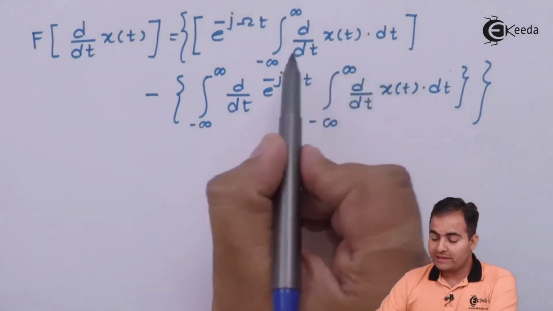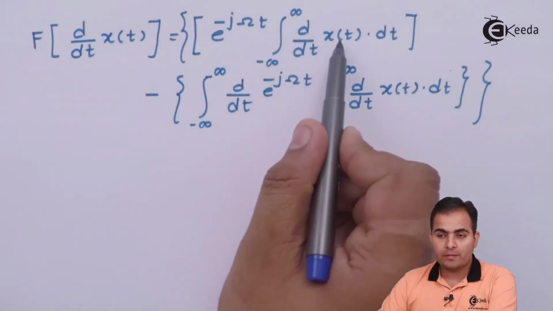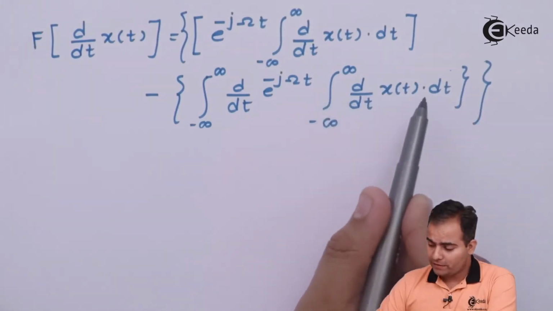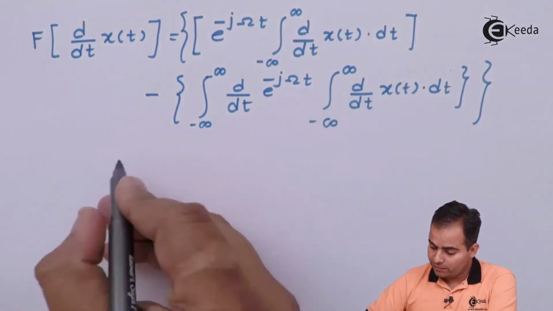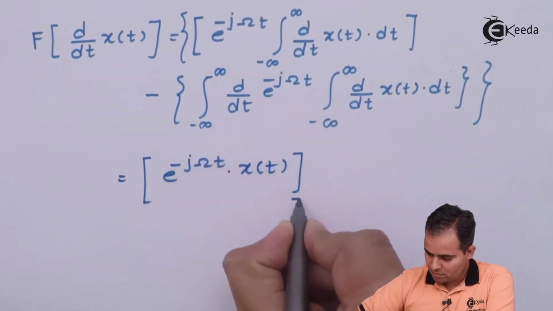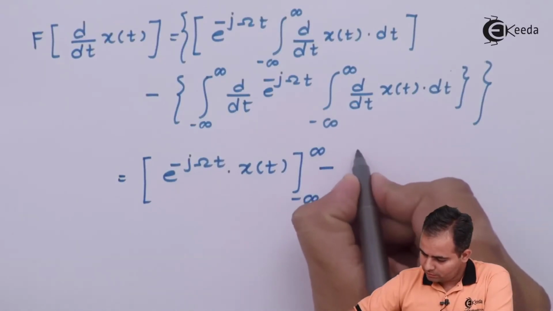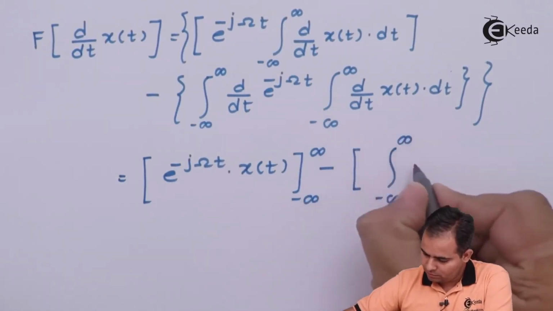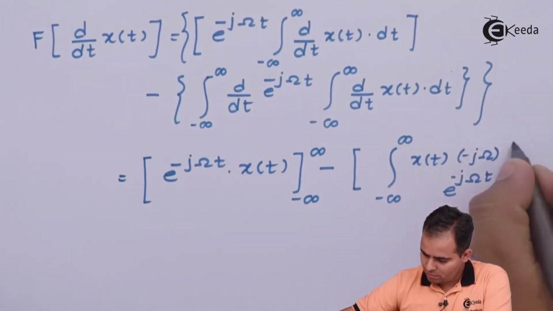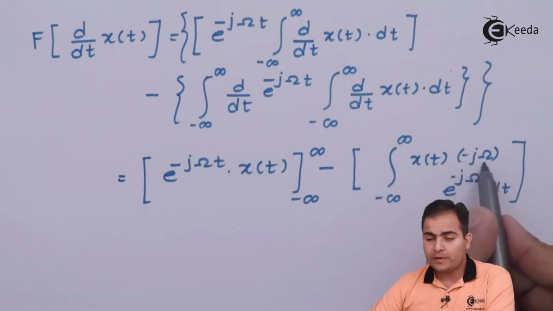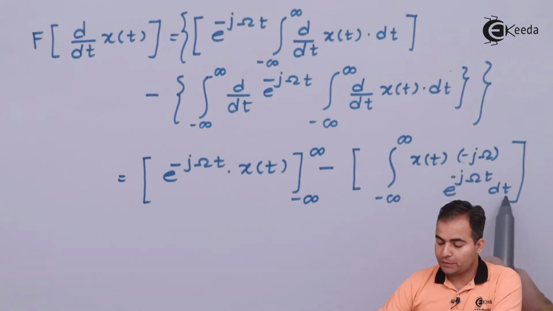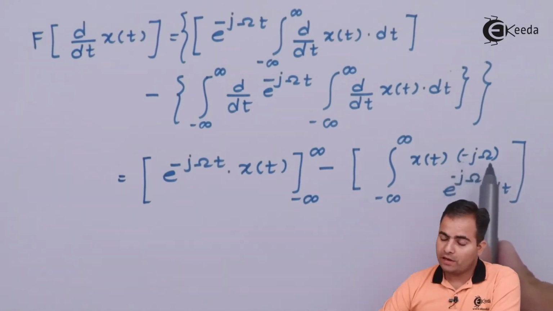Now look at here, if this dt gets cancelled, then integration will not be applied on x of t. Similarly, if this dt gets cancelled, then integration will not be applied on this whole x of t. So my result is, in this last bracket, j omega is a constant term because we are integrating with respect to t. So I can take this j omega outside this bracket.